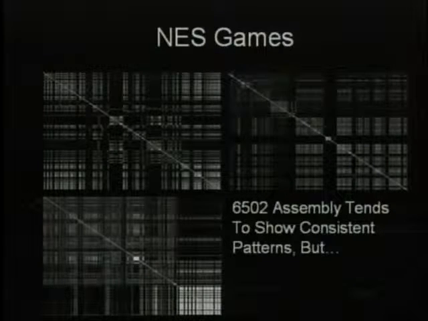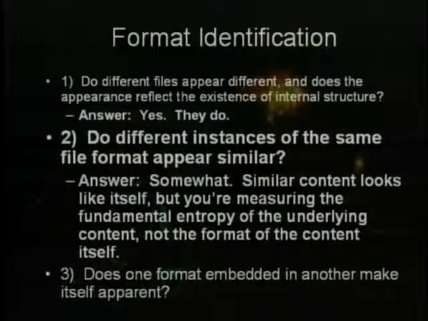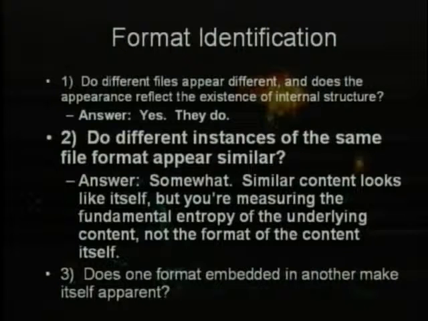Nintendo games. Gotta love the Nintendo games. So these things actually look really familiar. If you compare them visually to one another, they have this very blocky pattern. But Mario looks totally different. I don't know what the hell they're doing. Again, output is highly dependent on the compiler and highly dependent on the actual content. I actually think they're doing some kind of packing here, personally. So, do different instances of the same file format appear similar? Well, they can. Similar content certainly looks like itself. But remember, you're measuring the content. You're not necessarily measuring the file format.